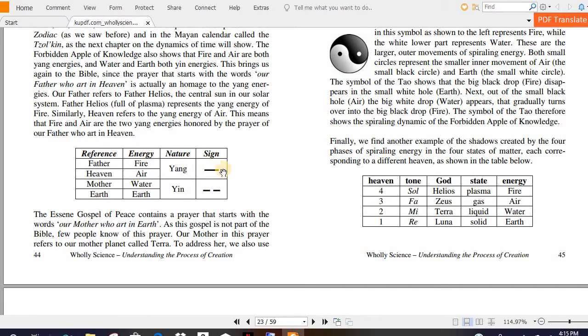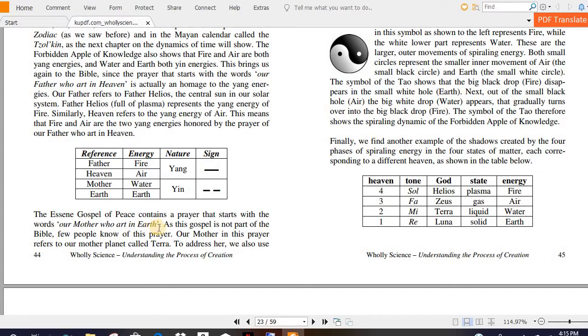And this is the sign. See, if you know the I Ching, this is the sign yang, a solid line, and the broken line is yin. Water, earth, fire, air, mother. So this is the thing right here.